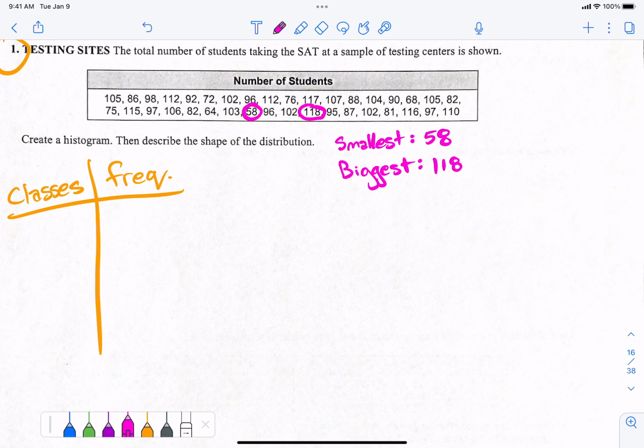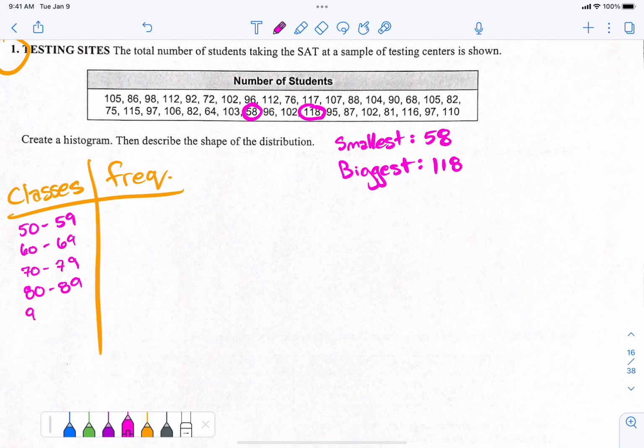Do you want to go 55 to 60, 60 to 65, 65 to 70, or is that going to be too many classes? Or do you want to just do all 50s, all 60s, all 70s, and all 80s? Yeah? That's good. Okay, let's try that. Our first class would be 50 to 59. Let's go 60 to 69, 70 to 79. Now, this makes it really nice because all I have to do is look for numbers in the 50s, look for numbers in the 60s, look for numbers in the 70s, etc., right?